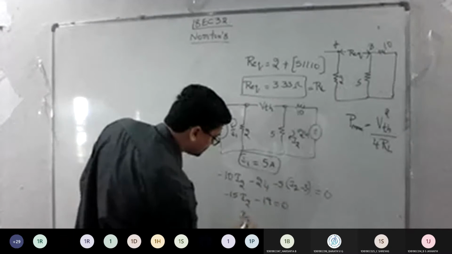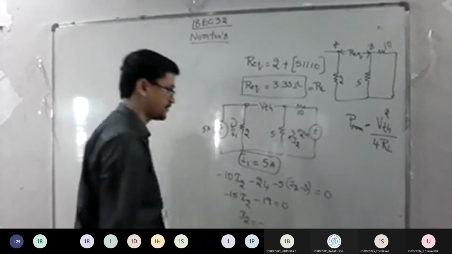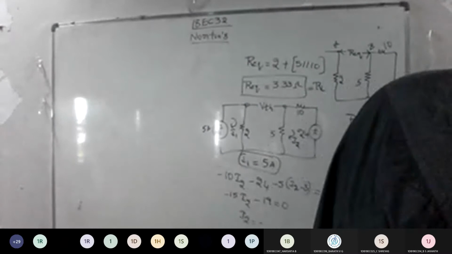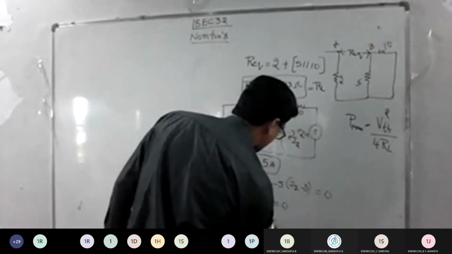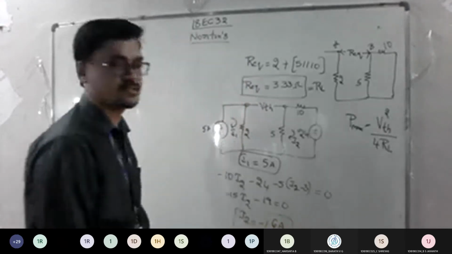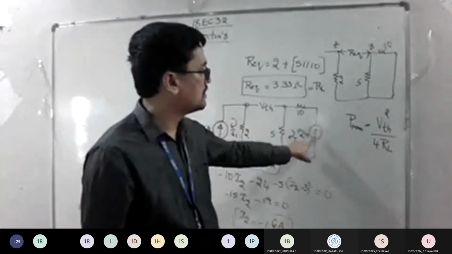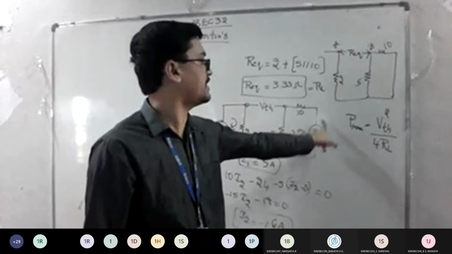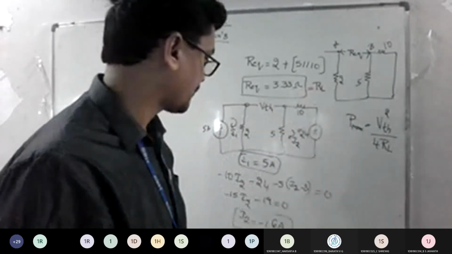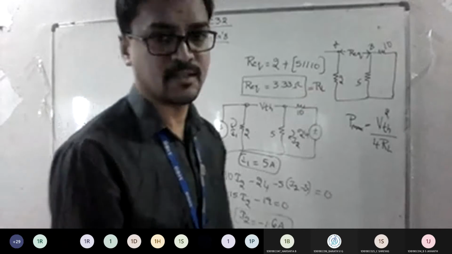So what is I2 now? I think you'll get a negative answer. How much is I2? Minus 1.6, sir. Okay. That is minus because the assumption we have taken and the direction in which it is going are reverse. Correct? Now you can see here itself. If you go with entering logic, this is entering and this is coming in this way. So both are opposite. That's why you got negative. But the answer is 1.6.